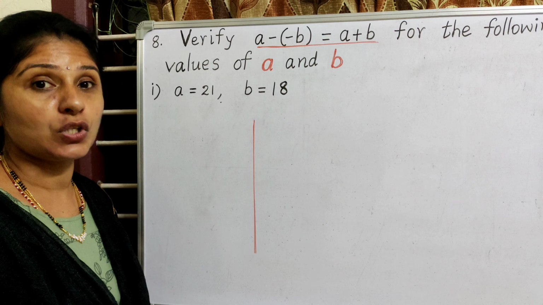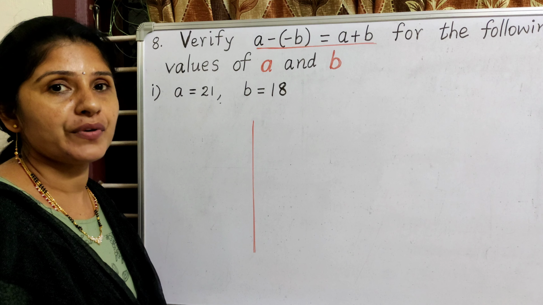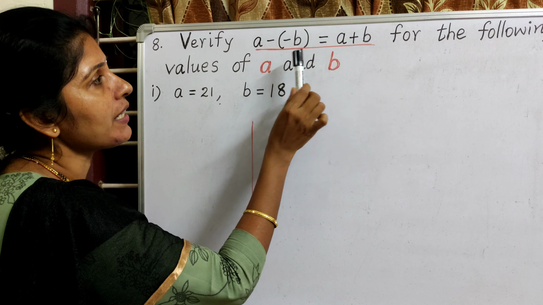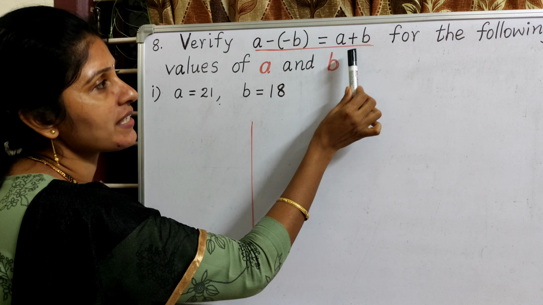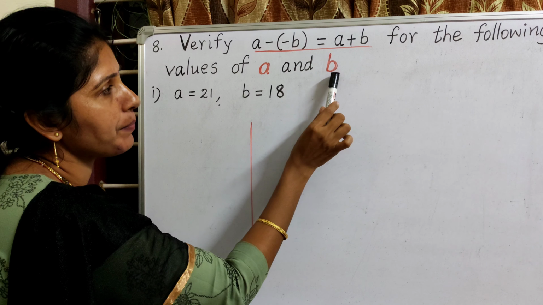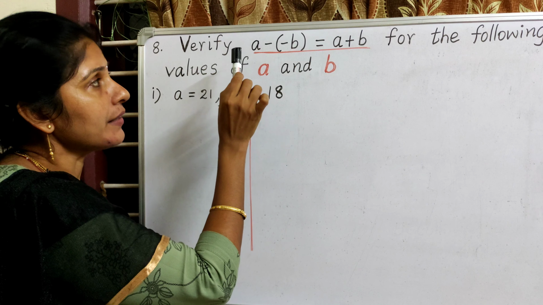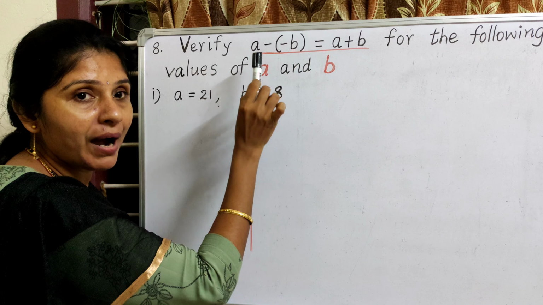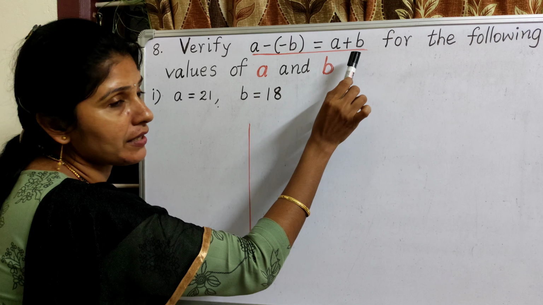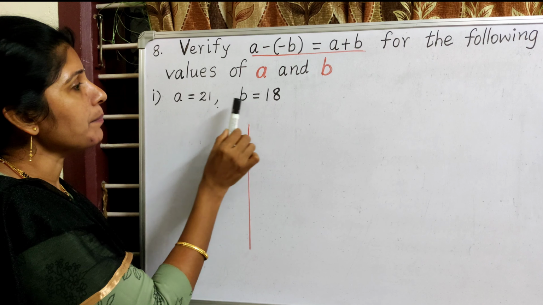Students, now let us solve the 8th question of the exercise 1.1. Look at the question. Verify A minus B is equal to A plus B for the following values of A and B. Students, here we have to verify the given formula A minus B is equal to A plus B by using the given values of A and B.